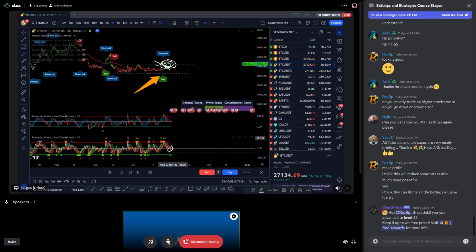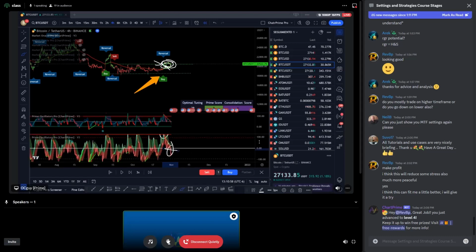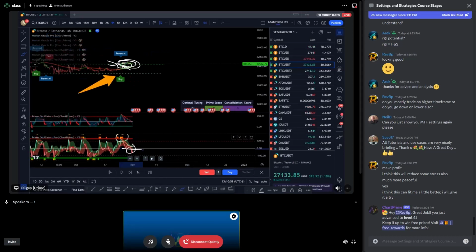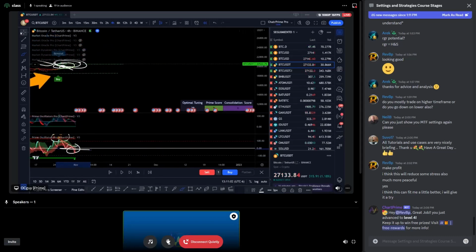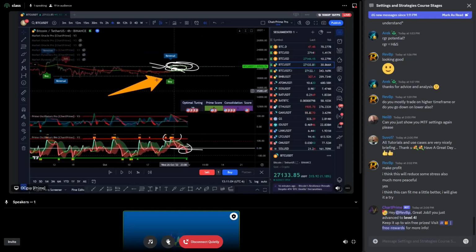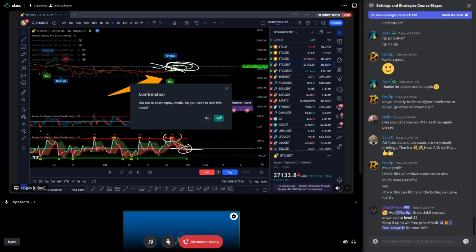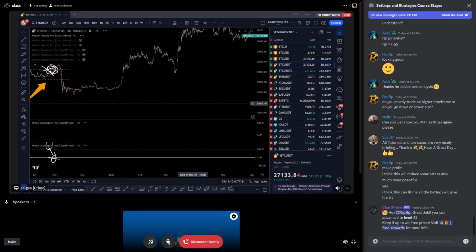Because I have, look at that, a double top, bearish divergence and crossing on the zero line. I would need to see if I have a flip of the ribbon, which I have. So there you go. That's how you can start trading it by using the replay button. And that's basically it.